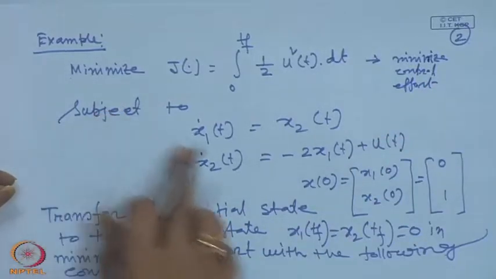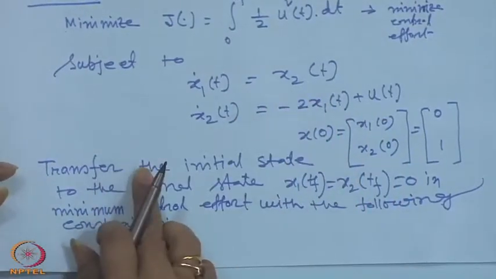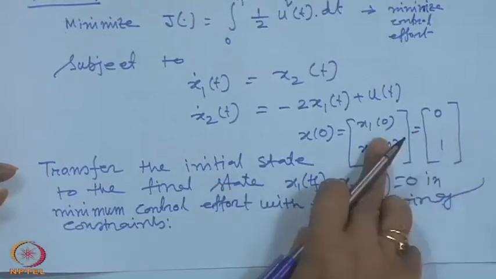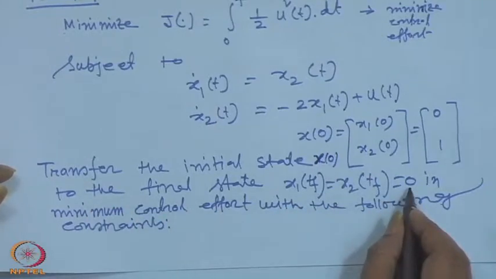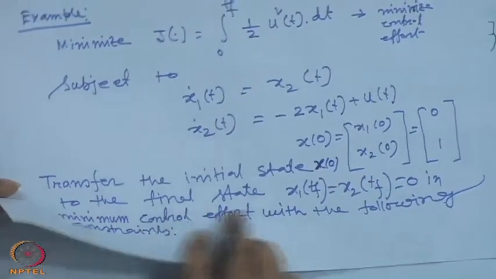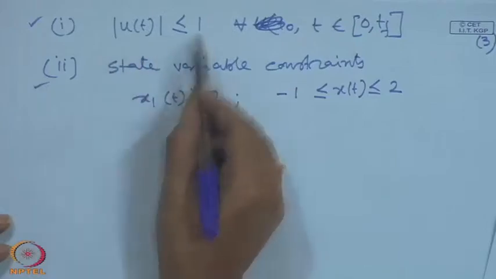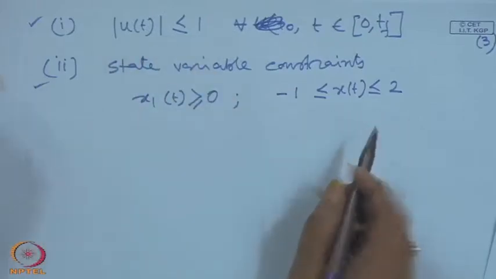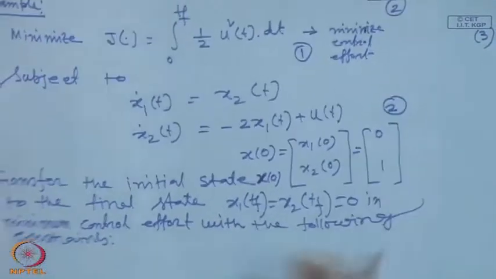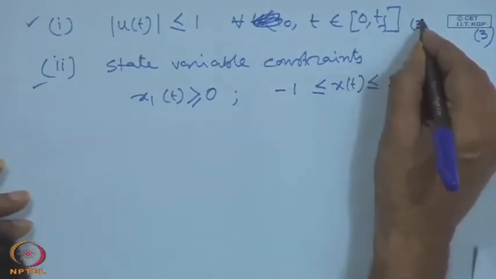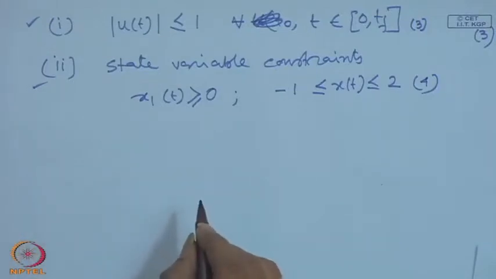Subject to the dynamic equation, what we have to do is transform the initial state x of 0 to the final state at the origin with minimum control effort, with the following constraints: the input constraint and the state constraint. Let us call this equation number 1, this equation number 2, these constraints equation 3, and this equation 4. Agree?